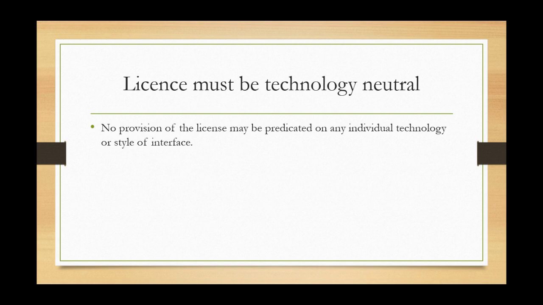Another criteria is that the license must be technology neutral. You should not dedicate yourself to a single or individual technology or a single style of interface. It should be flexible. It should allow the people that have decided to use your open source software to use any other technologies or any other interface styles, etc.